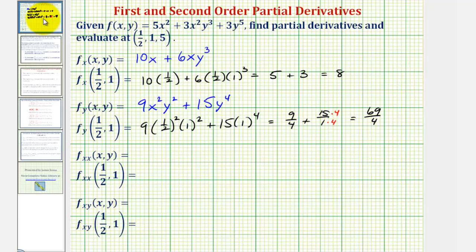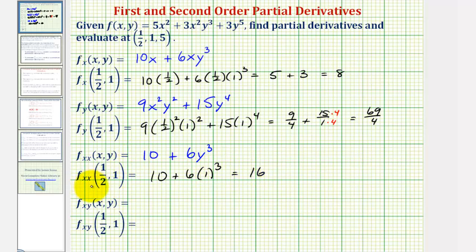And the mixed partials are equal if both mixed partials are continuous on an open region for every point in that region. So to find the second order partial with respect to x, we want to differentiate with respect to x twice. So we'll take our first order partial with respect to x here and differentiate with respect to x again, treating y as a constant. So the derivative of 10x with respect to x would be 10, plus the derivative of 6xy^3 with respect to x. So we're treating y^3 as a constant. So our derivative with respect to x would just be 6y^3. And now we evaluate this at our point.